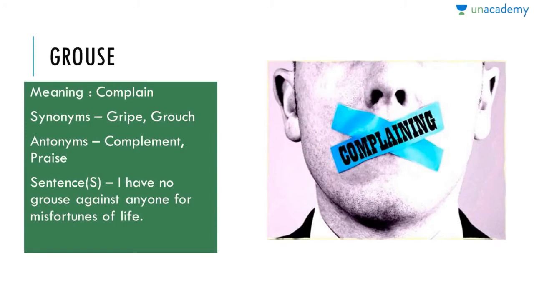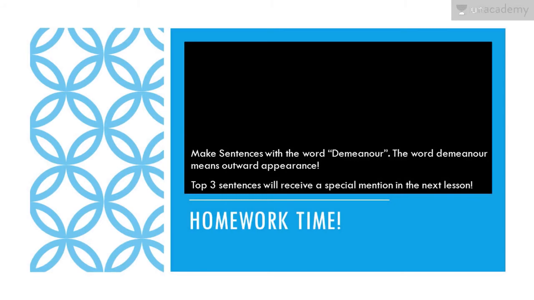Grouse. Grouse means to complain. We've learnt another word which means complaints, that is carping. So the synonyms for this could be gripe or grouch. Antonyms could be compliment, praise, etc. I have no grouse against anyone for misfortunes of my life. It's a simple word. Let's move on to the last section, which is the homework session.